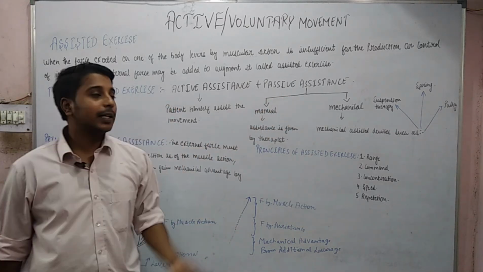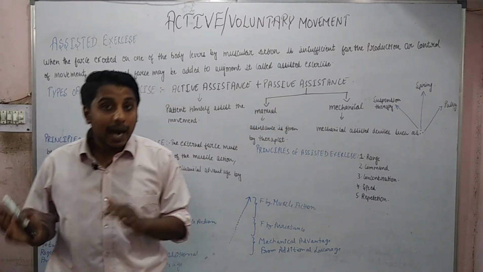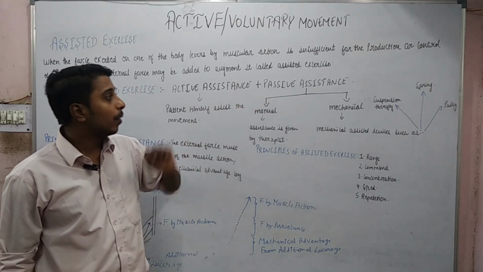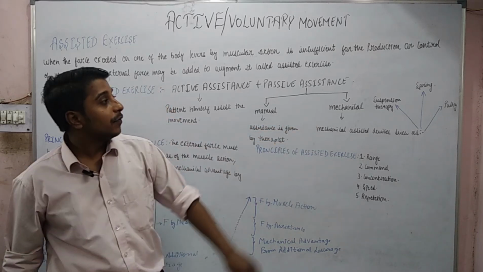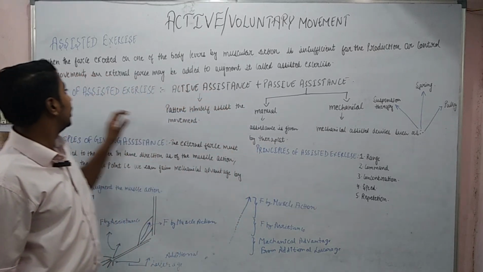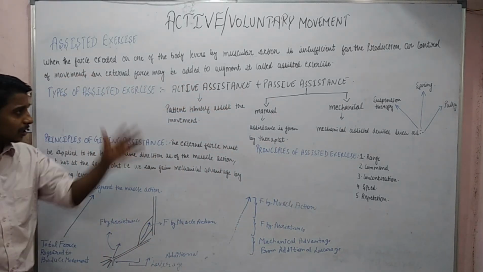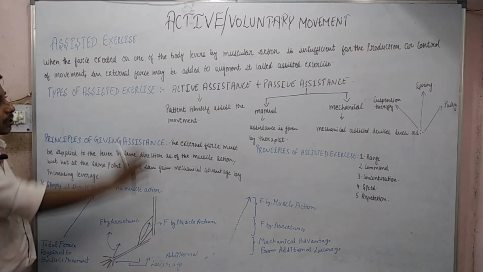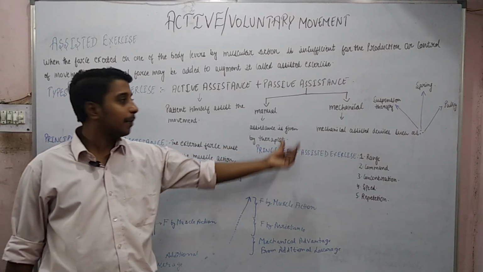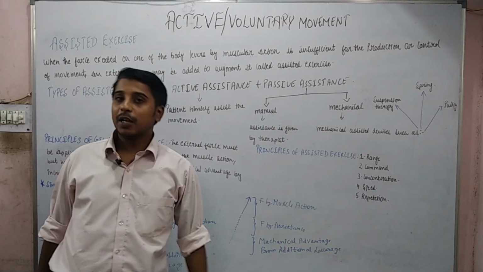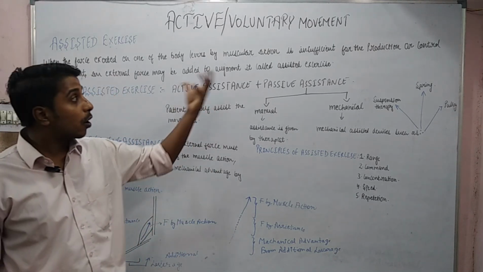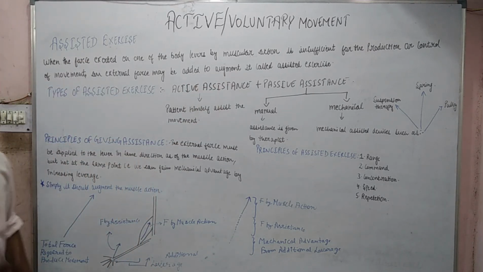And in passive it can be manual, that is from the therapist. I can give assistance to any other patient to do the movement, which is manual. And it can also be mechanical, which can be by the suspension therapy, spring, or the use of pulley. So these are the types of assisted exercise. This is a very simple topic. Active is by the patient itself; passive can be manual, that is by the therapist, and mechanical, by a device such as suspension therapy, springs, and pulleys. They are used to augment the movement at a particular joint.